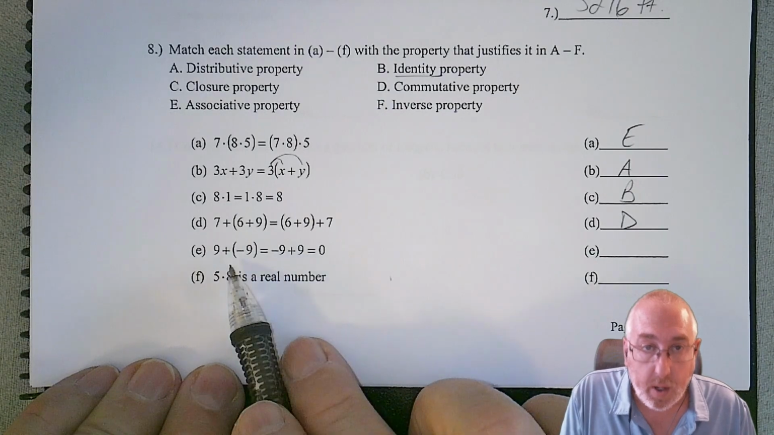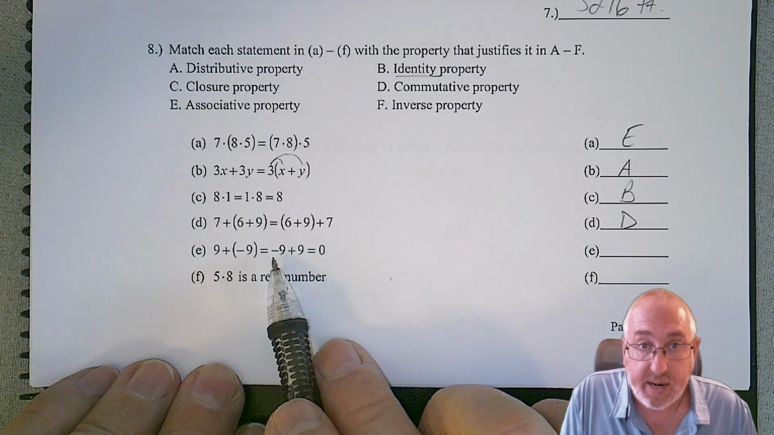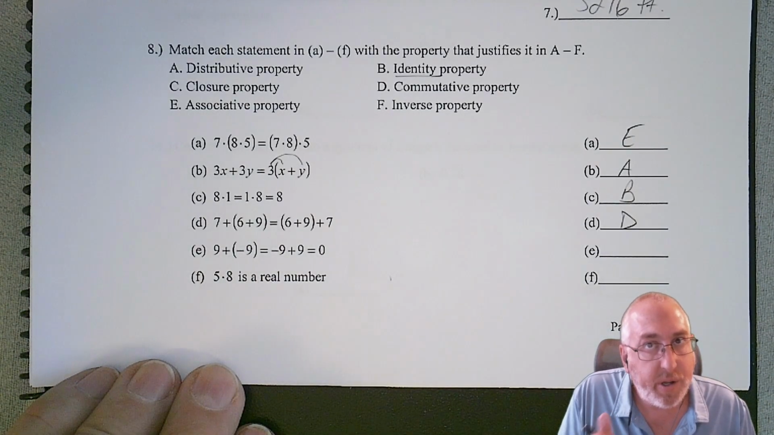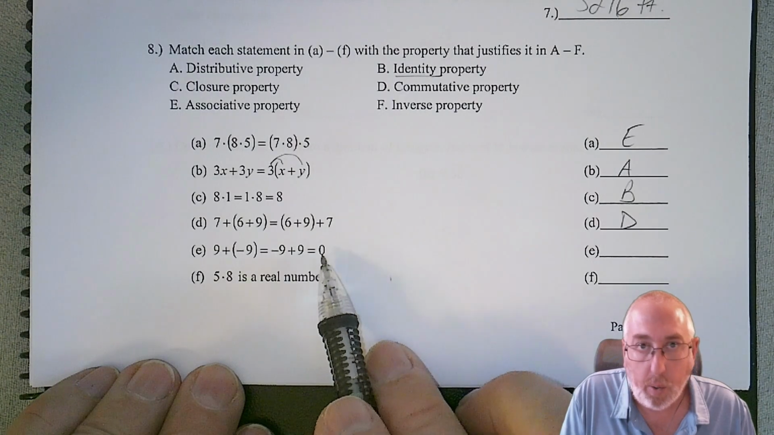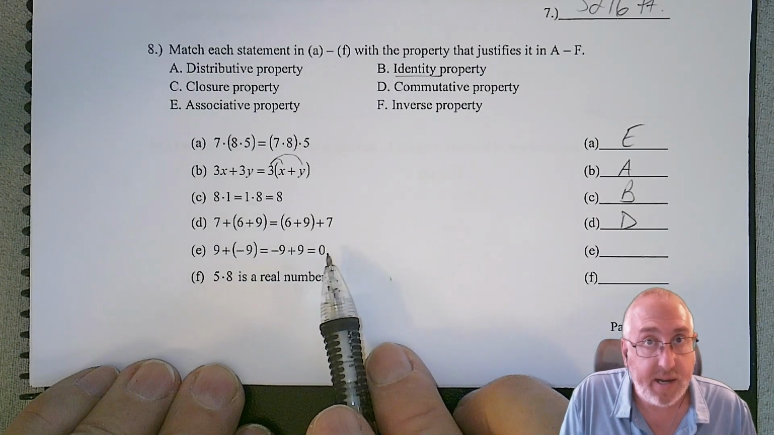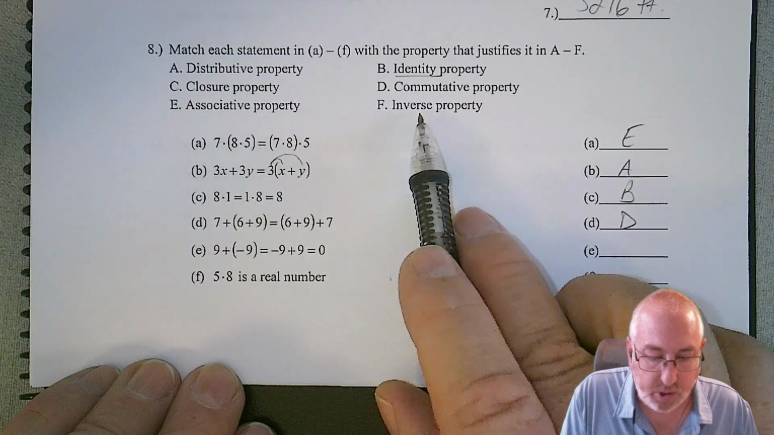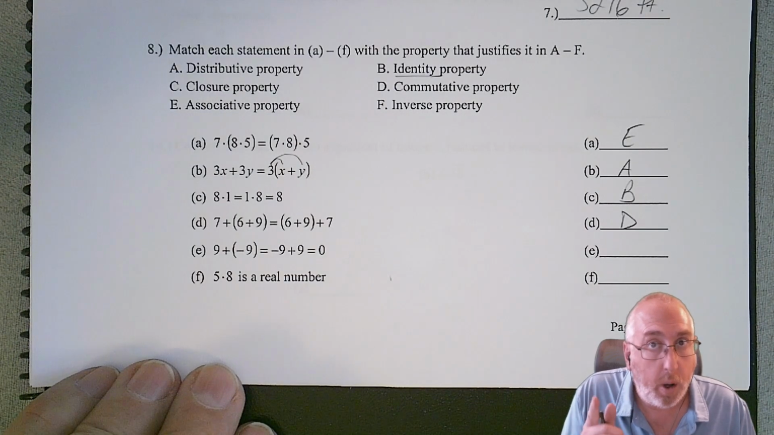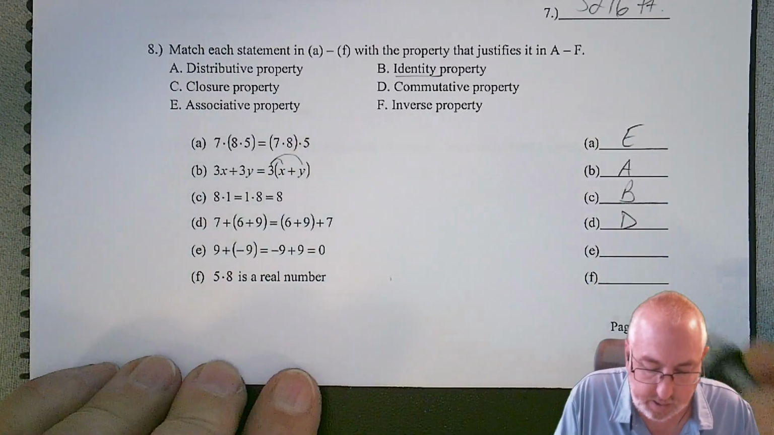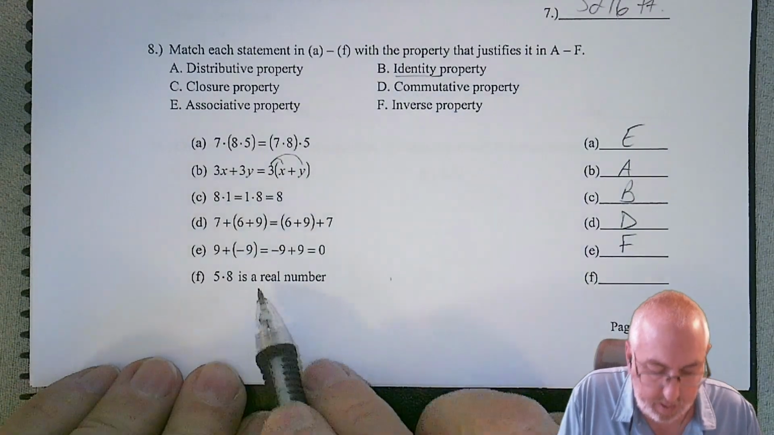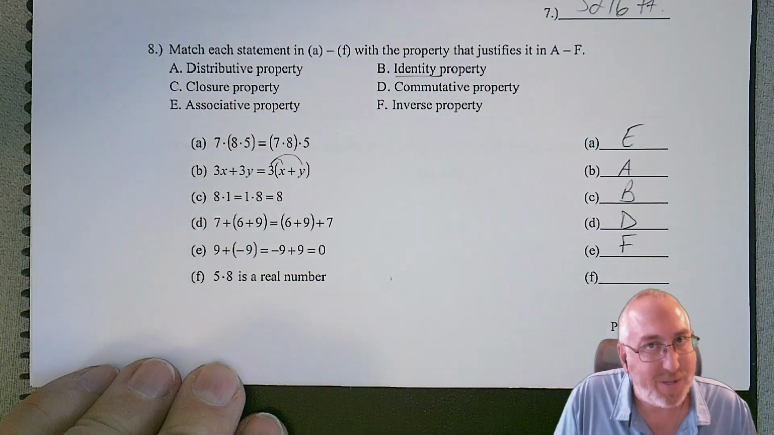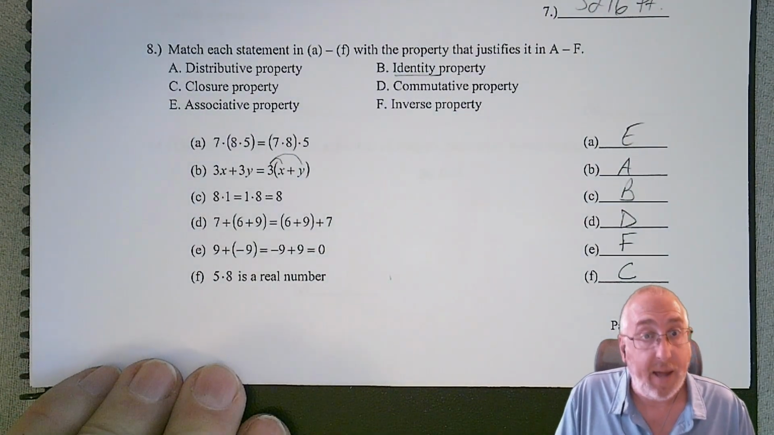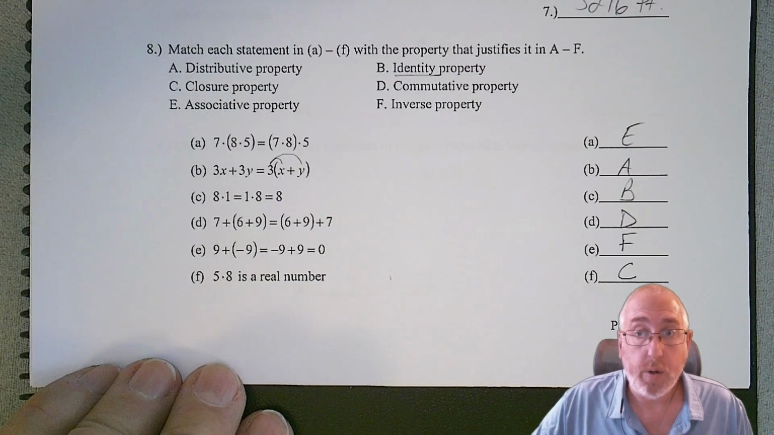All right, 2 more. 9 plus negative 9 equals negative 9 plus 9, which equals 0. Again, they're switching numbers around, which could be commutative, but because it equals 0, which is the additive identity, that would be the inverse property. So when you end up equaling an identity element, either 0 or 1, then chances are it's the inverse property. And last but not least, we have a sentence. And what did we say before? That's got to be the closure property. So that wraps up page 2, so stay tuned for page 3.